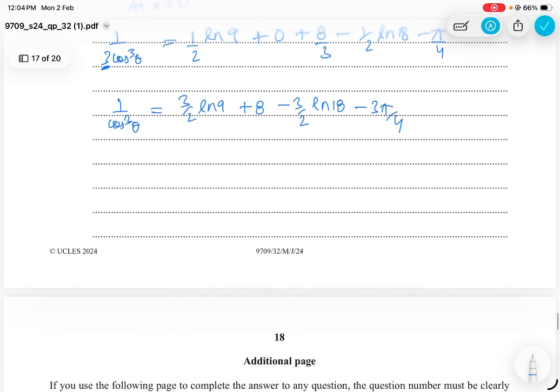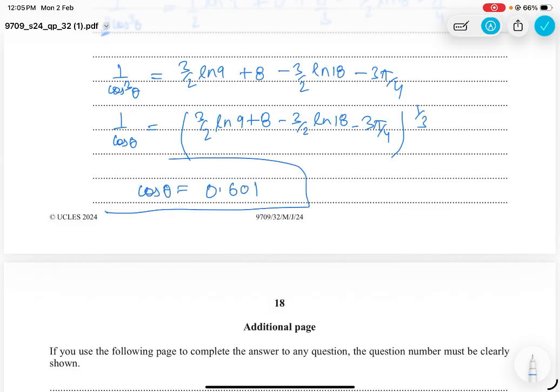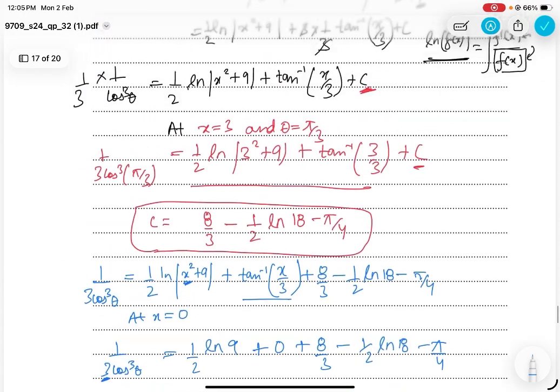Okay, and then take the cube root on both sides. We will have 1 upon cos theta equals 3 by 2 ln 9 plus 8 minus 3 by 2 ln 18 minus 3 pi by 4, all to the power 1 by 3. That is the cube root, right? I took the cube root on both sides. After calculation and taking the reciprocal, we will have cos theta equals 0.601. This is the final answer.